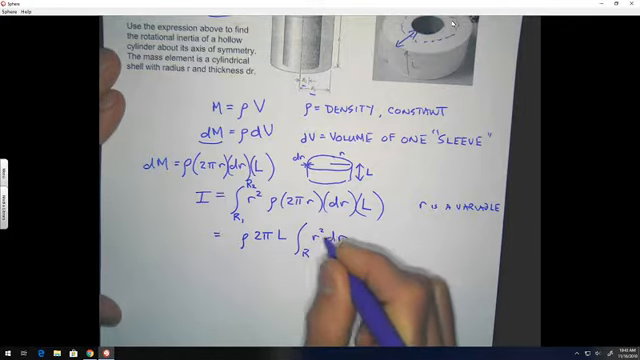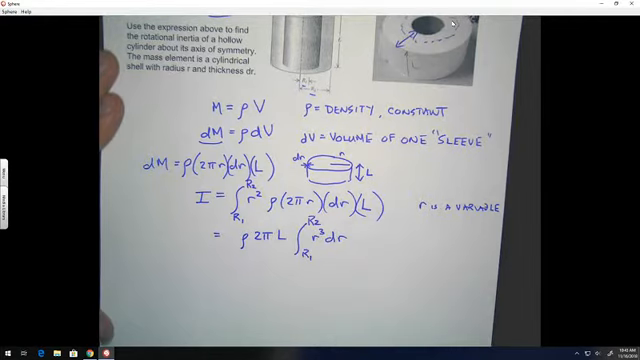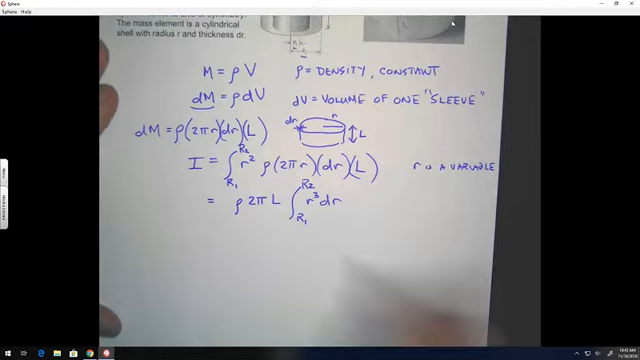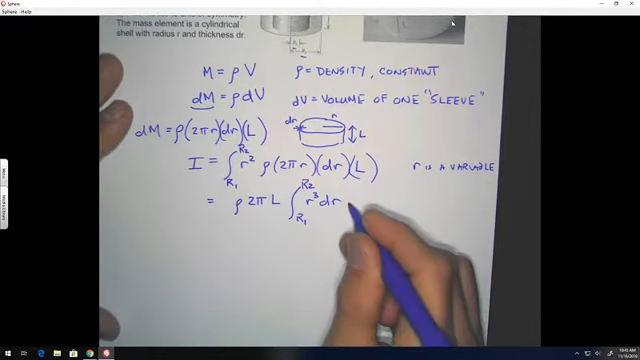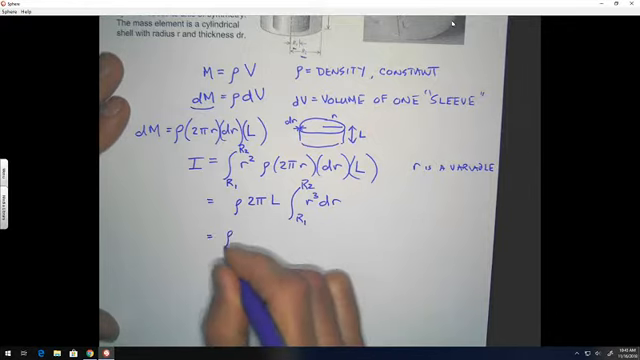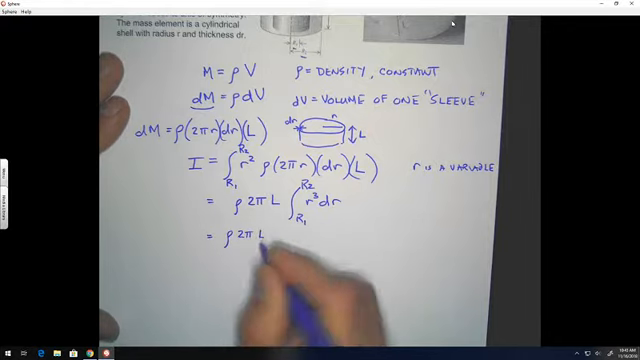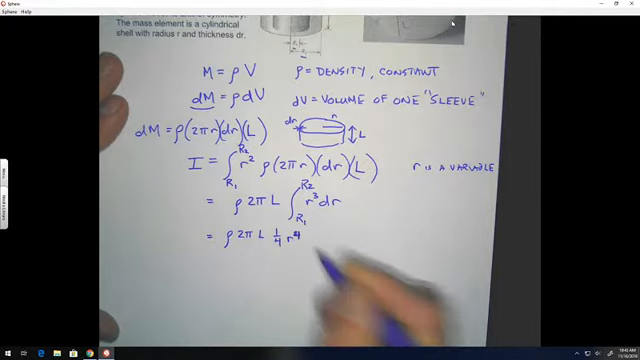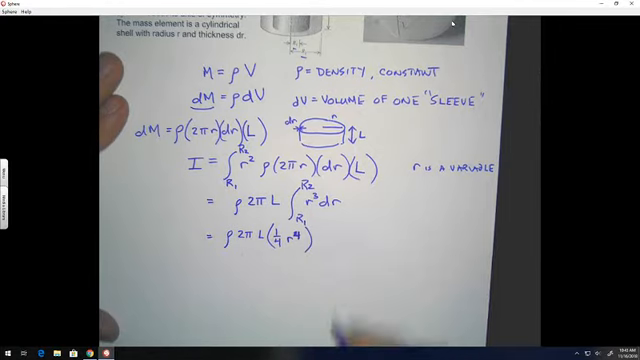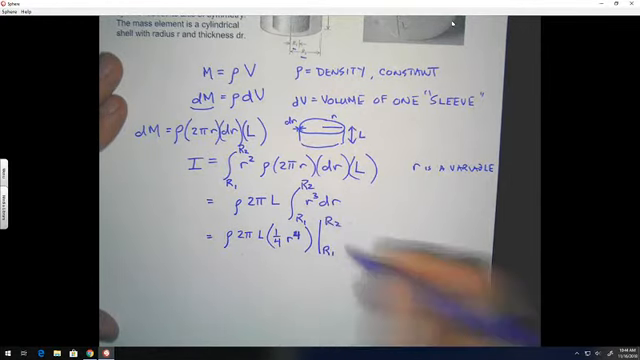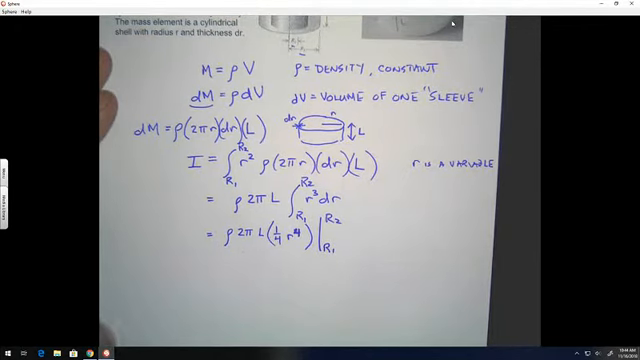And I will be left with R cubed from R1 to R2. Okay, and that's a pretty easy integral to solve. I'm just going to continue here. That brings 1/4 R to the 4th, and that's evaluated from R1 to R2. Okay, so it's a very simple integral to do.